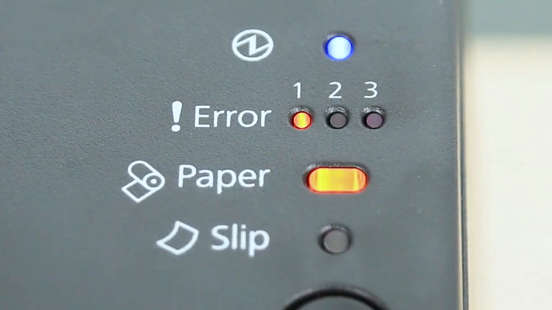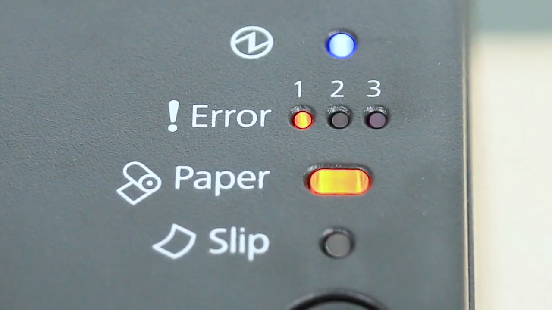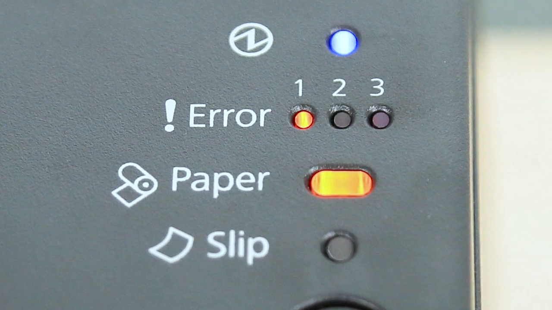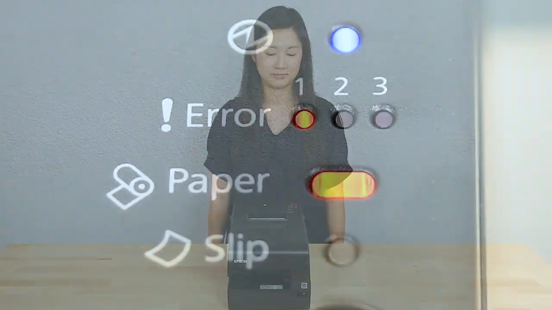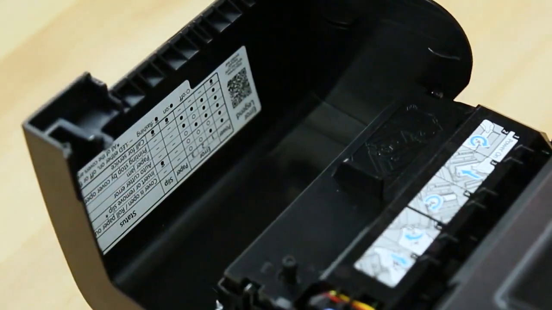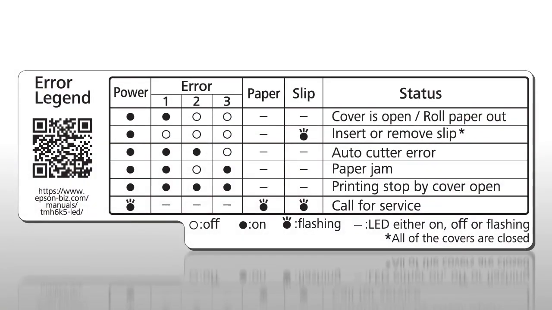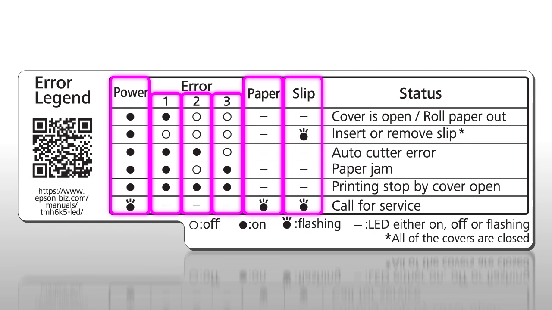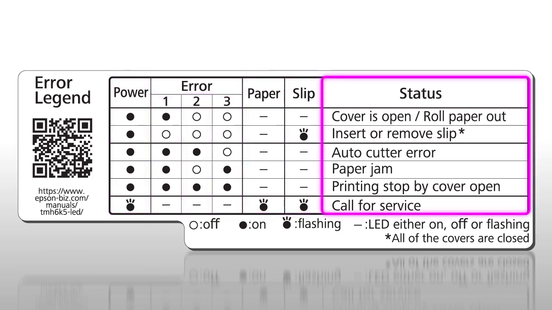When your printer encounters a problem, it displays a light pattern. To determine which issue the lights are indicating, see the table under the front cover. The table contains a column for each light, plus a column that describes the meaning or action item for each light pattern.